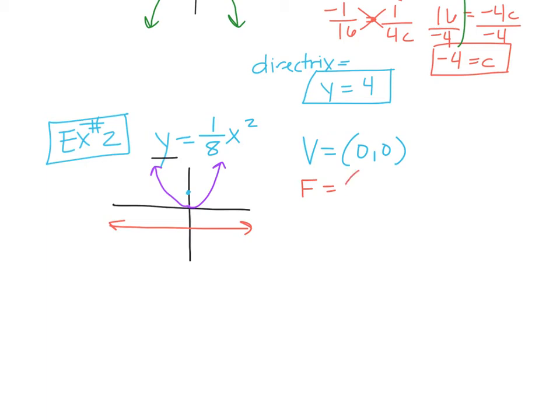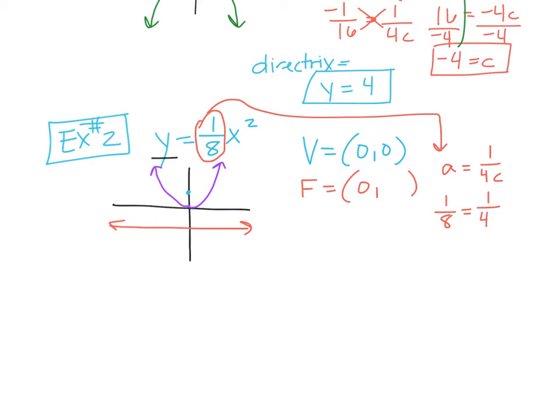Our focus is going to be 0, something. Do you remember how to find that something? That's our C, right? And the beautiful formula that you're going to use all the time, A equals 1 over 4C, will help us find that. So we're going to take this 1/8 and put it in place of A. That's our A. So 1/8 equals 1 over 4C. And maybe some of you can see this right now. You're like, oh yeah, for it to be 1/8, we would need our C to be a 2. So C is 2.